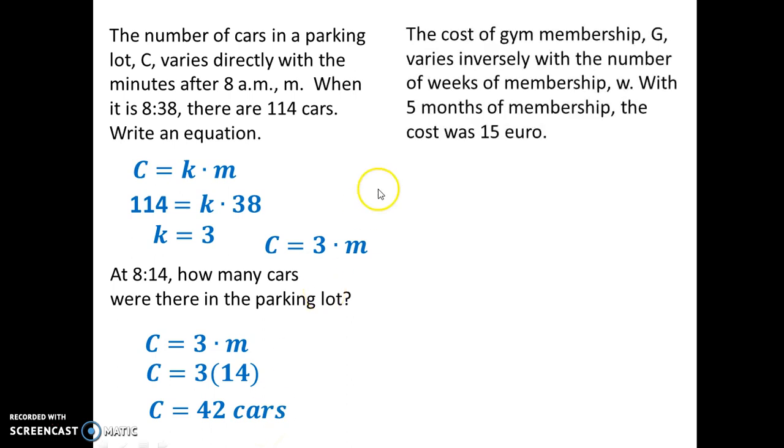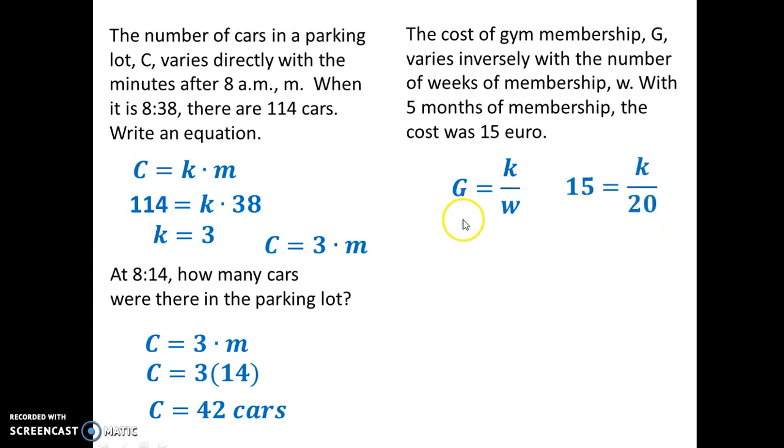Okay, let's look at another one. The cost of gym membership, G, varies inversely with the number of weeks of membership, W. So we're going to use G for the cost of your gym membership, W for the number of weeks. All right, with 5 months of membership, the cost was €15. All right, this one it says varies inversely, so we're going to begin with an inverse model, and we're using G to represent your gym membership cost, and it's an inverse one, so it looks like this. Here's our constant. W will be the number of weeks. So see if you can use this information given here to figure out what this equation should look like with the k value put in there. So figure out k and then rewrite the equation.